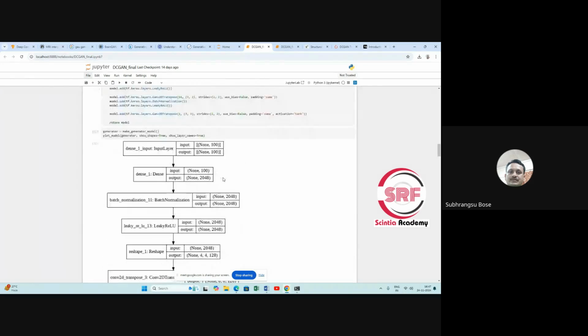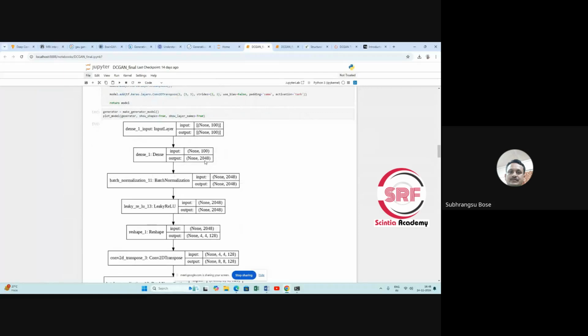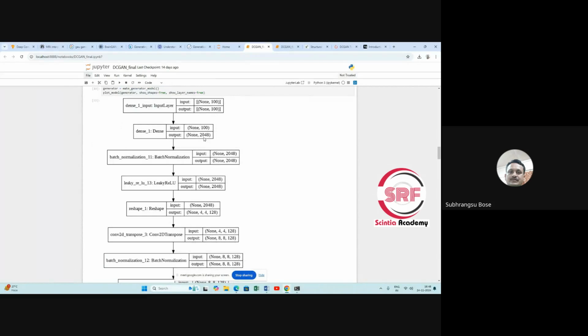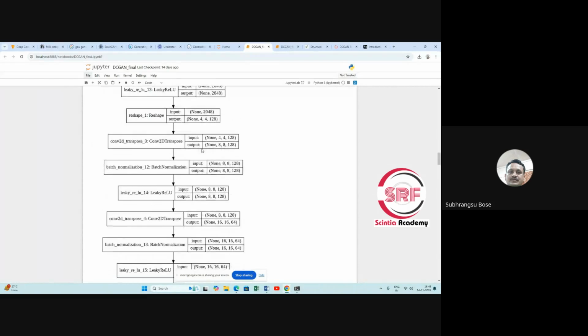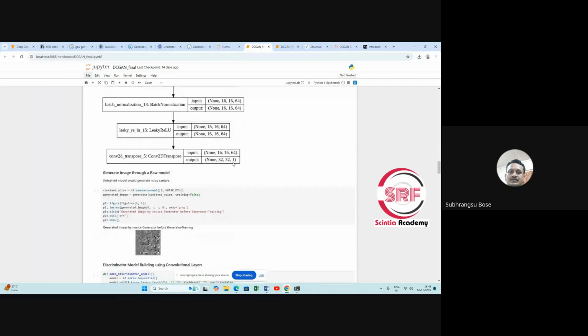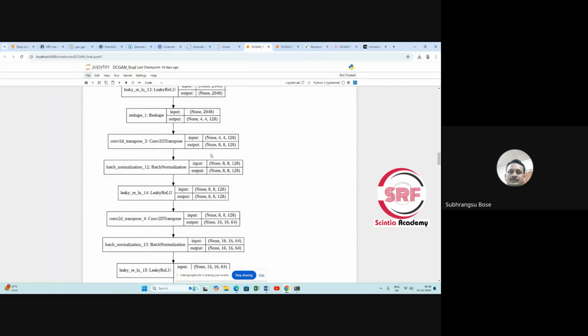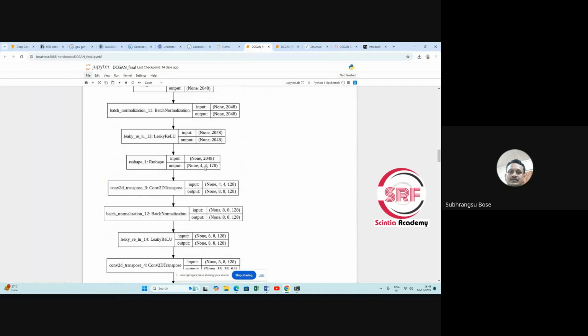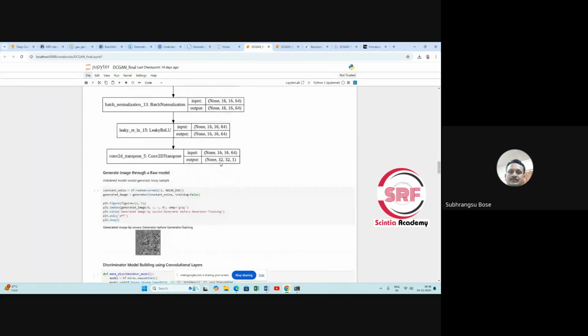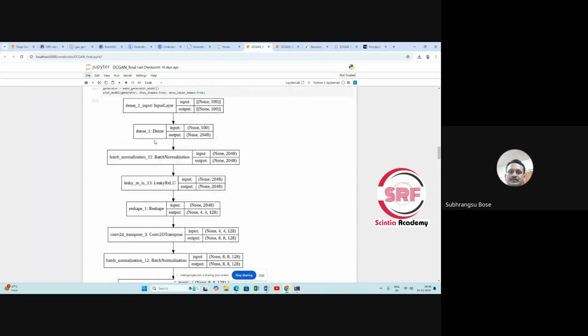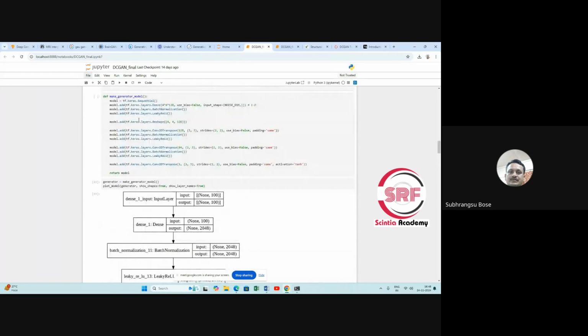At first our channel was 2048 and it went to 1. Our first height and width 4 into 4, 4 cross 4, and that is converted to 32 into 32. That is this generator model.